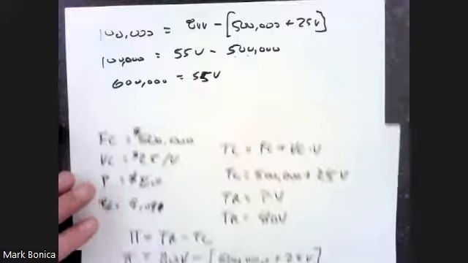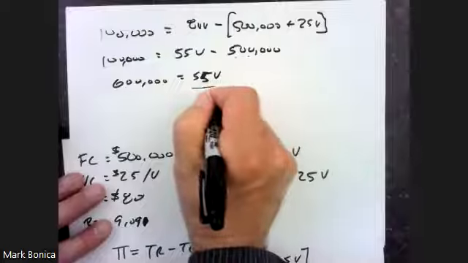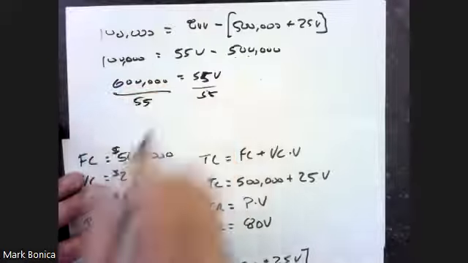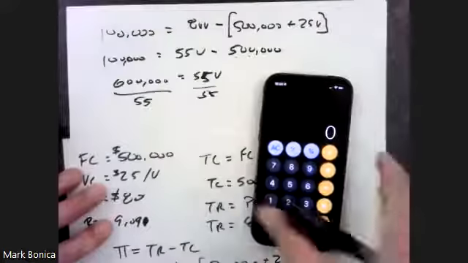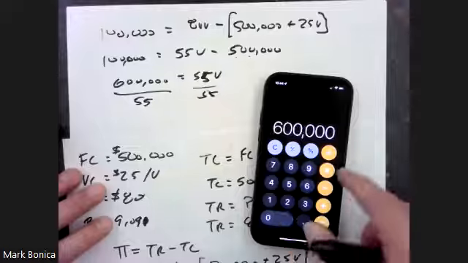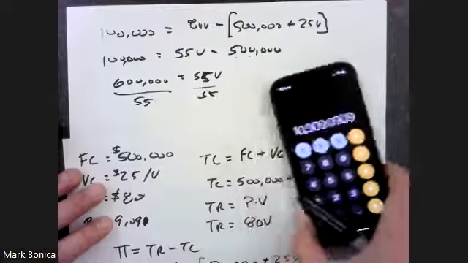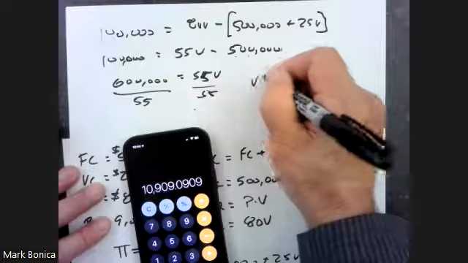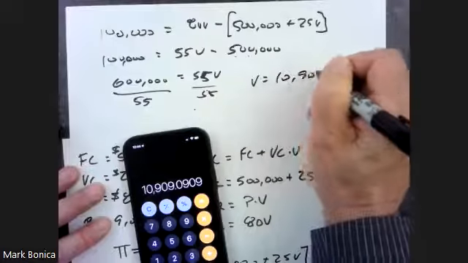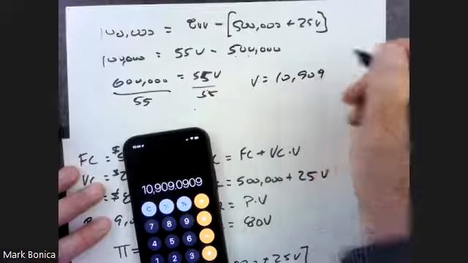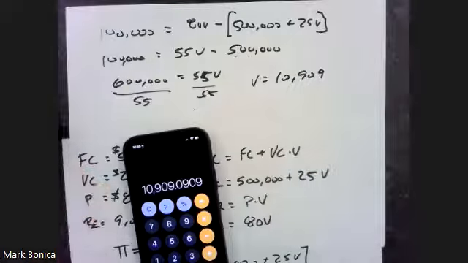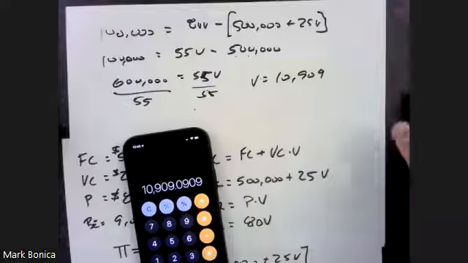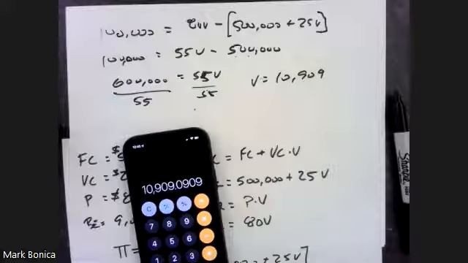Divide through by 55. I get 10,900. $10,909. Let's call it that. So in order to make 100,000 in profit, I just set profit equal to 100,000.